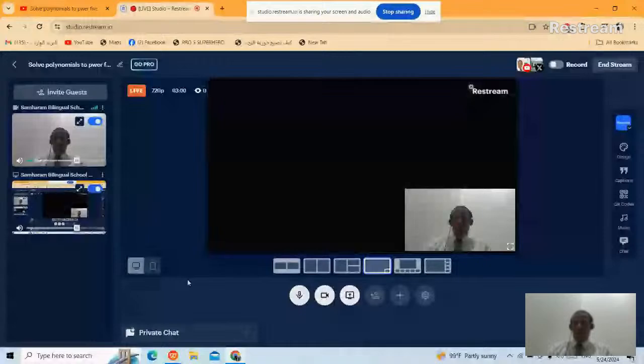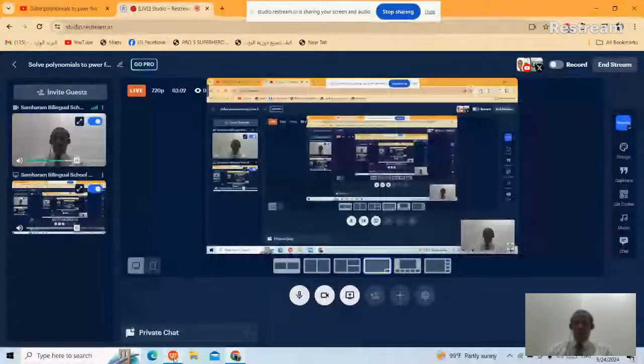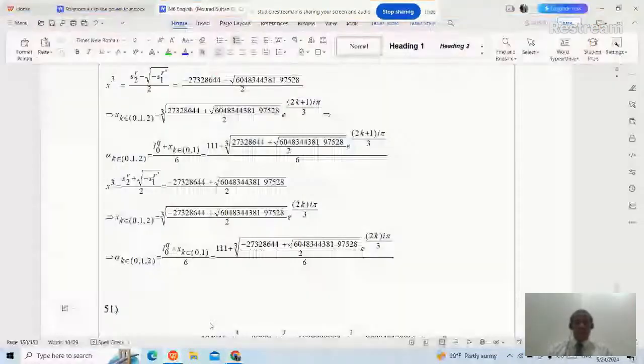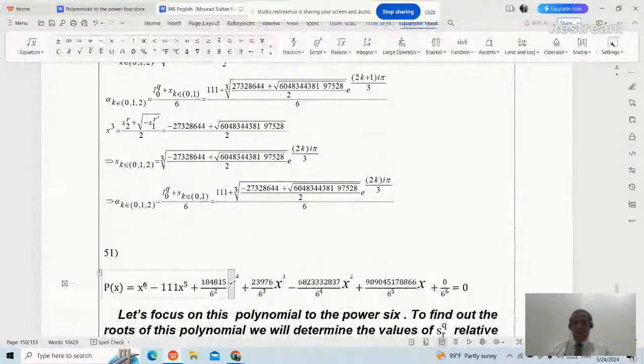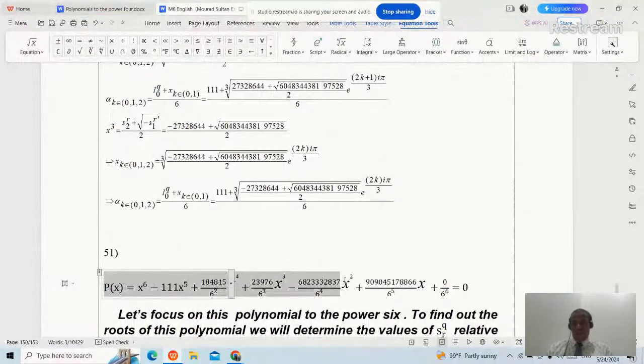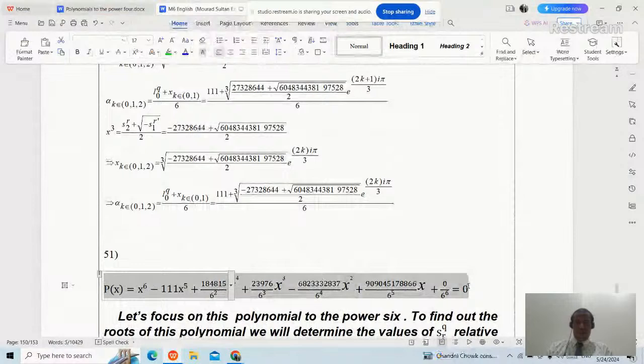I will add this to the stream first. Already I shared to the stream. It's sharing your screen. I put this here. So learners, we told that I will try to solve equation of order 5. I will use this one, copy and paste. I will do it from the beginning.